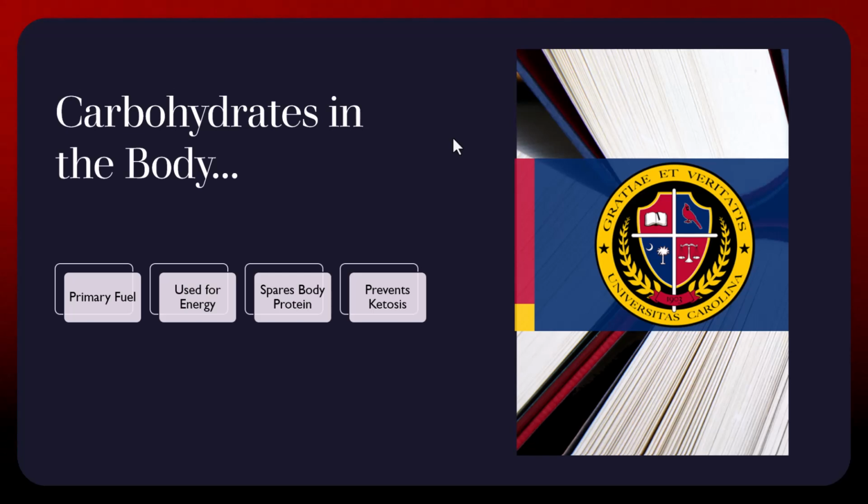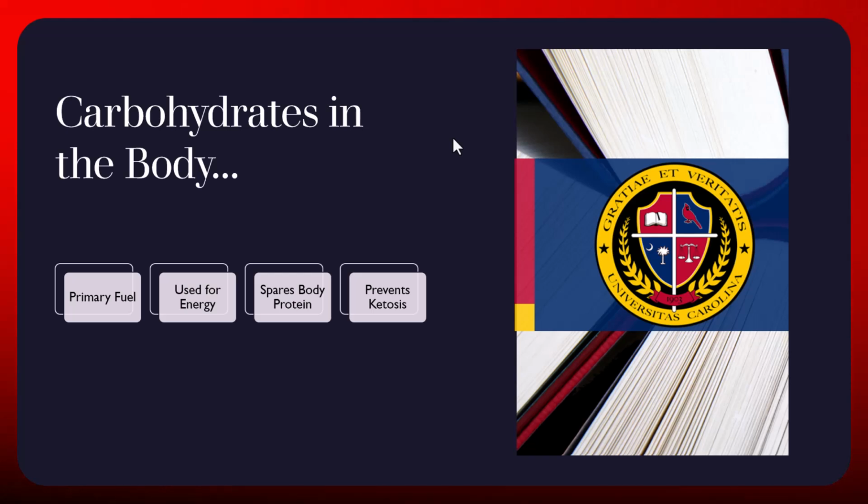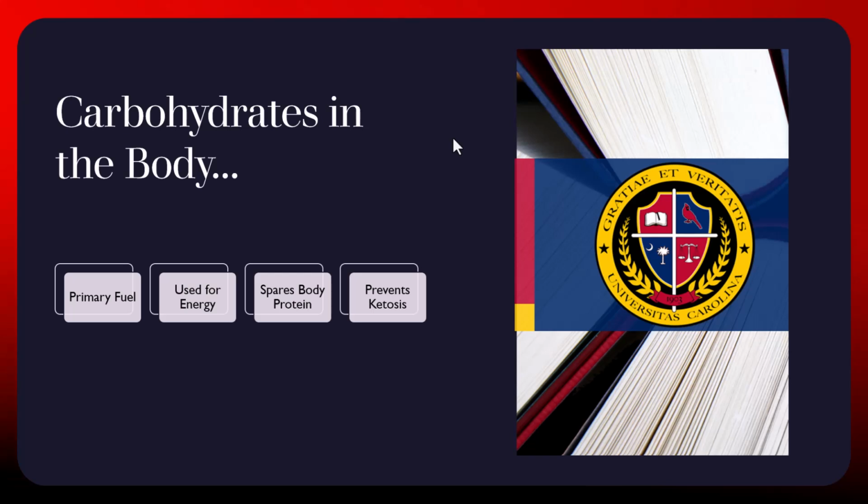We need all of the macronutrients, but carbohydrates have some very special roles, including our primary fuel source. Also, we use them for energy, quick energy to do what we need to do. All of our cells require energy to live and function, and this energy generally comes from carbohydrates.